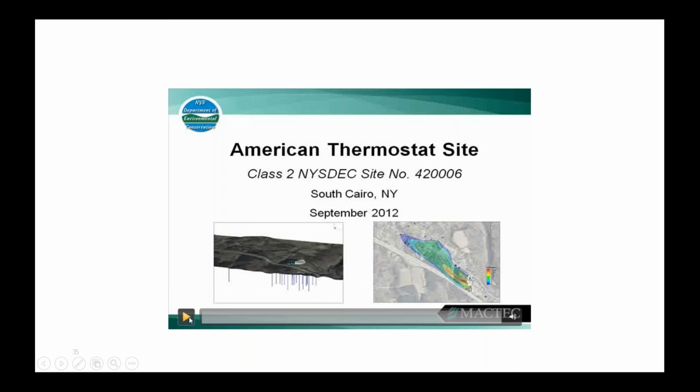So again, you'll see this, lots of wells, you'll see the site and the Catskill River in 3D, the topography show up, and the wells as they come along. So I'll do my best to talk through it.